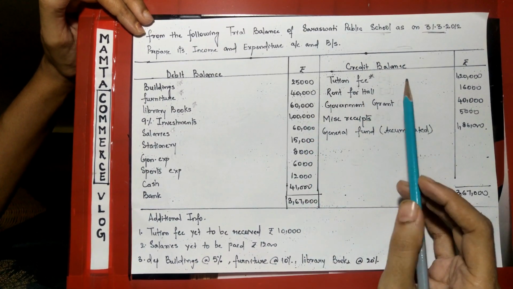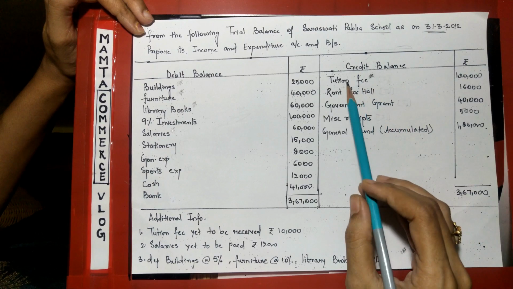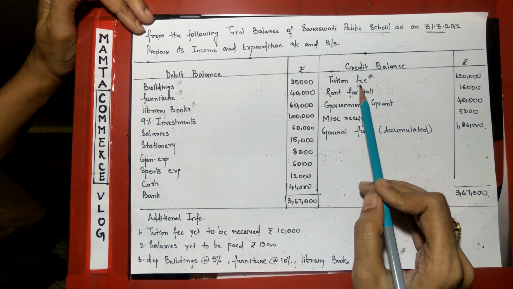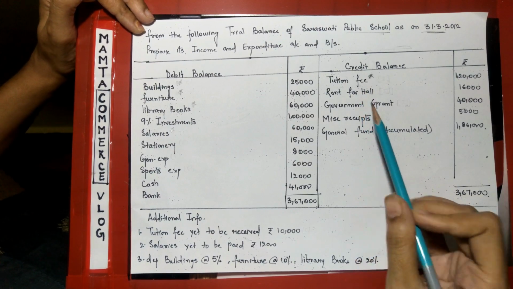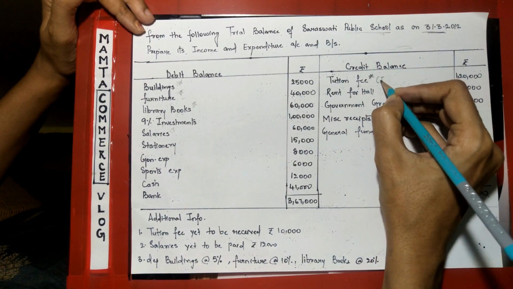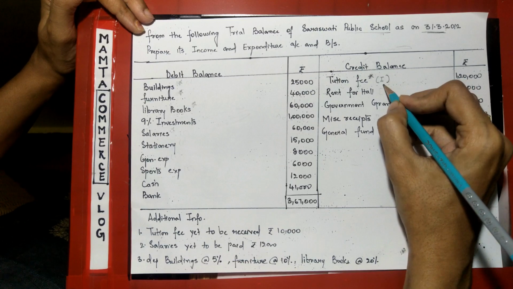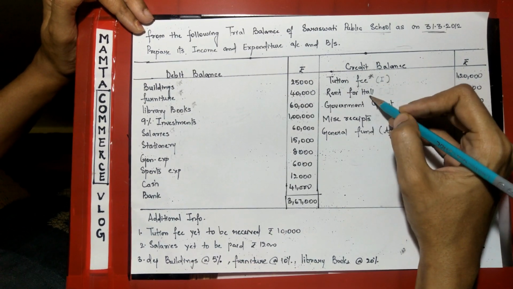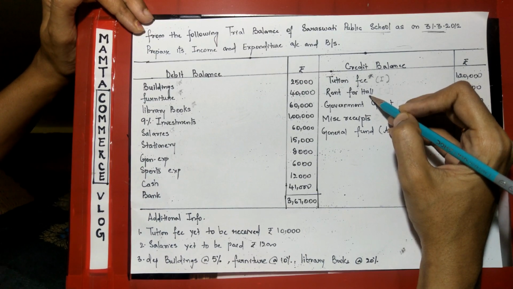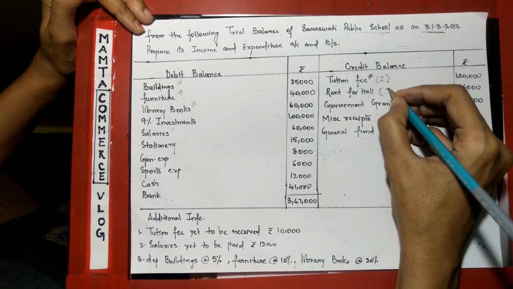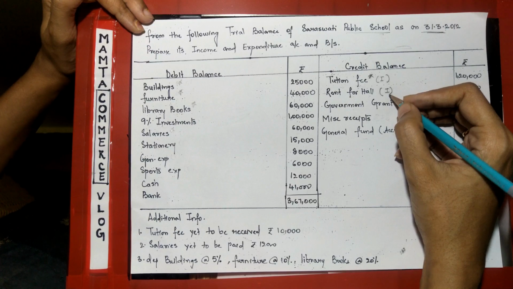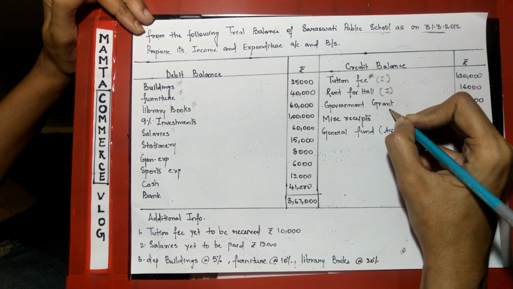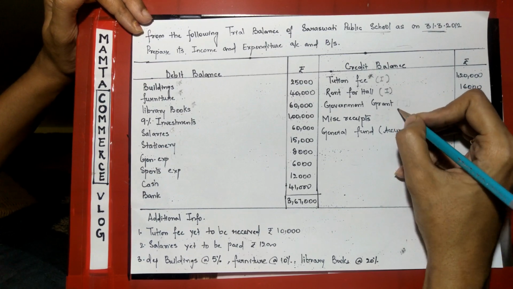In the trial balance, first we'll understand the credit side. On the credit balance, the first point is tuition fee. Tuition fee is an income. So it will come under income side of our income and expenditure account, that is on the credit side. Rent for hall. Hall rent is also an income to us. So this will also come on the credit side of our income and expenditure account. Government grant. Government grant is an income.